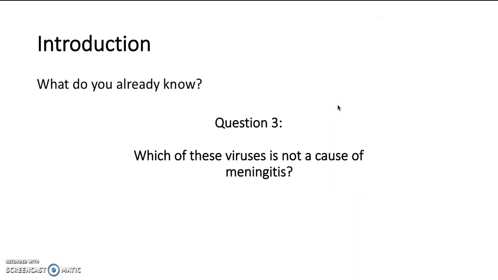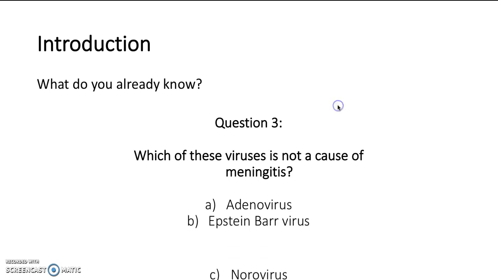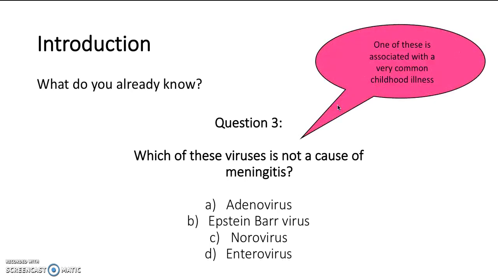So the final question before we begin is, which of these viruses is not a cause of meningitis? Is that adenovirus, Epstein-Barr virus, norovirus or enterovirus? Here you need to think about a virus that you'll know which causes a really common childhood illness. So that, of course, is norovirus, which causes the winter vomiting bug, not meningitis.